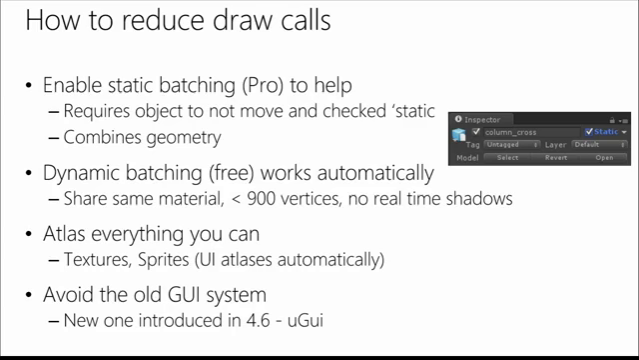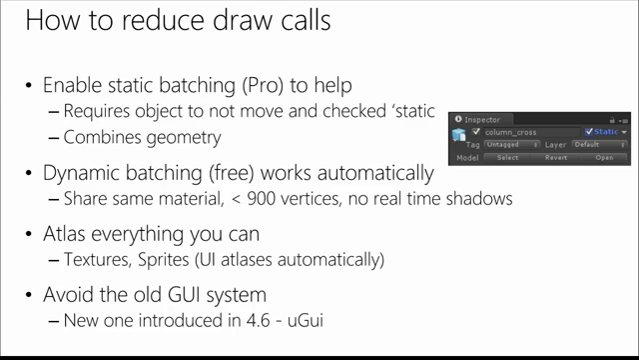Now, dynamic batching, that is free, in the free version, that works automatically. So those are objects that are running around, moving around. That sharing happens automatically. The batching happens automatically. You don't have to worry about that. But there are a couple things that you do have to worry about. That has to be the same material shared. So if you have zombies running around, those zombies have a shared material. As long as there are less than 900 vertices in that zombie, this will happen automatically. And also as long as those objects don't have any real-time shadows on them.